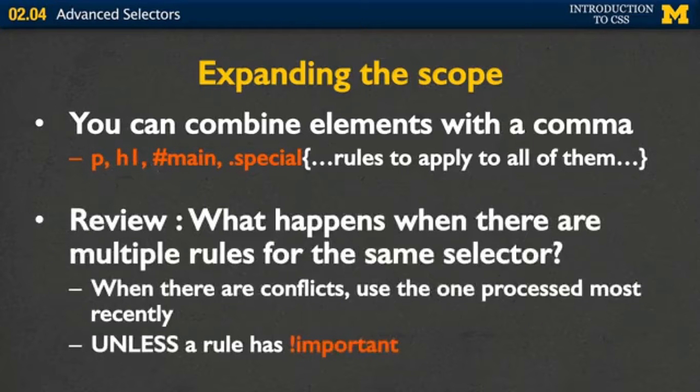So just as a quick review, and this is something from much earlier, you need to think about what happens when there are multiple rules for the same selector. So you might have this one up here with the paragraph where it has certain qualities it wants to share between paragraphs, H1, the ID main, and the class special. But later, if you want to have additional styling for a paragraph, as long as you put that somewhere below, it's going to override and combine with anything that's higher up. So unless a rule has the exclamation point important after it, it always just uses the last one it saw along with the earlier ones that don't conflict.